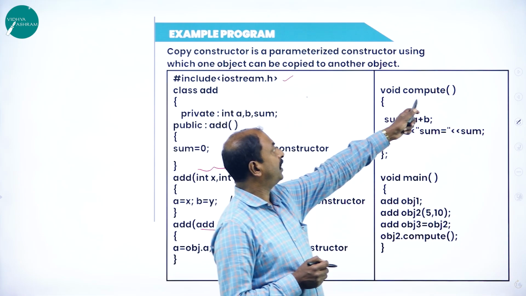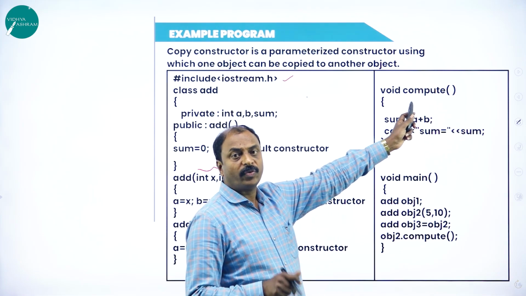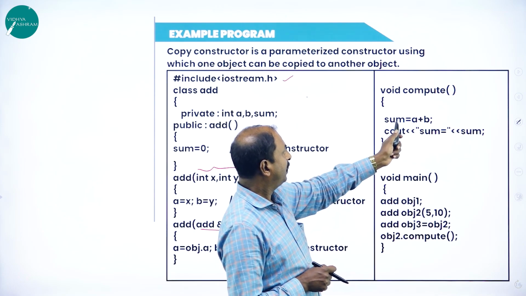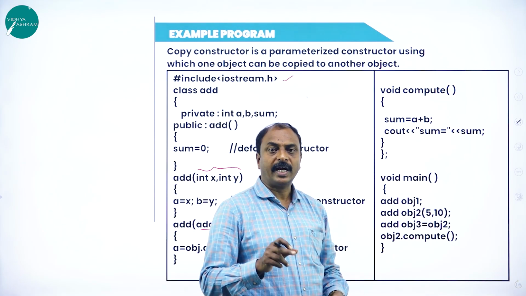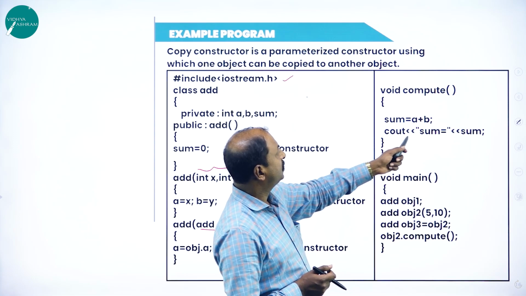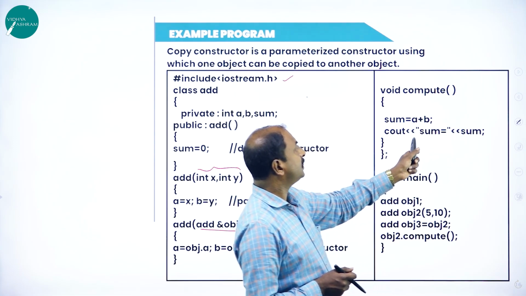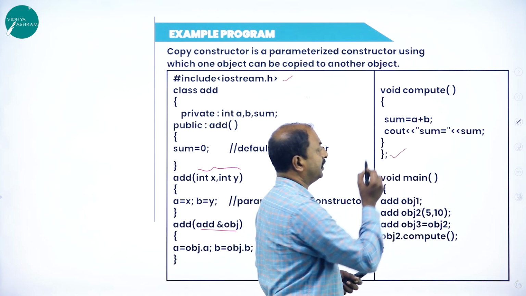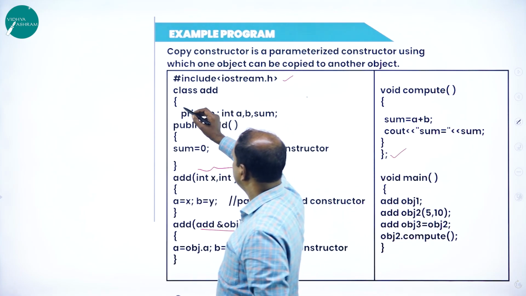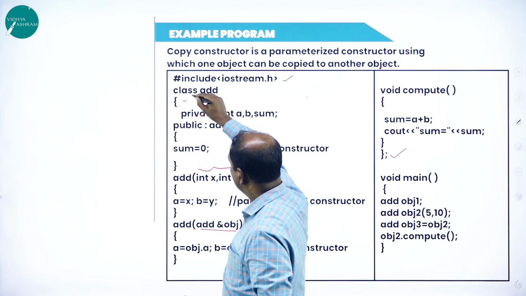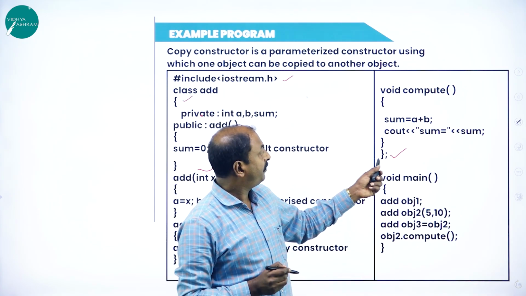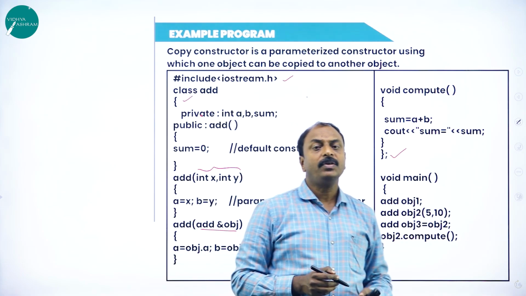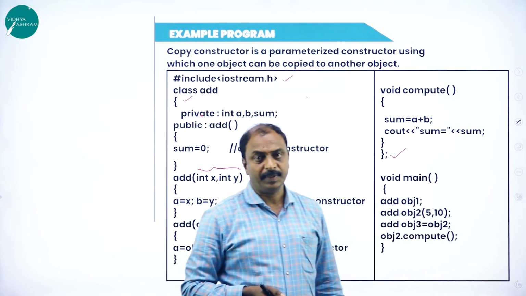Then after that we are defining one more function, a method called void compute. Inside that, sum equal to a plus b, which means we are adding two numbers. Then cout sum, we are printing this result. After this we close the class. This is the opening of the class and this is the end of the class with a semicolon, and inside that we have different types of parameters.